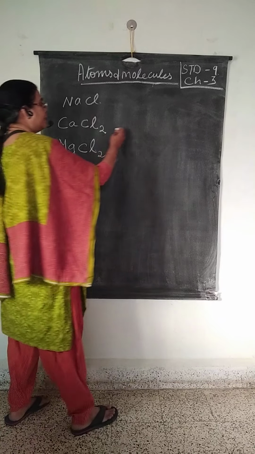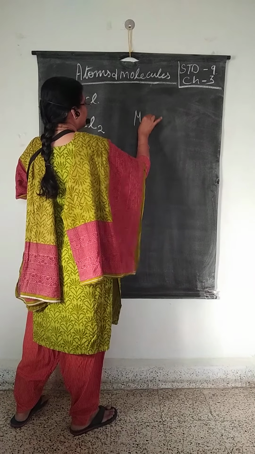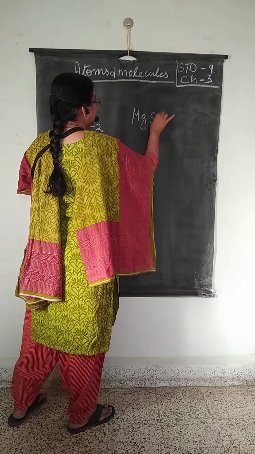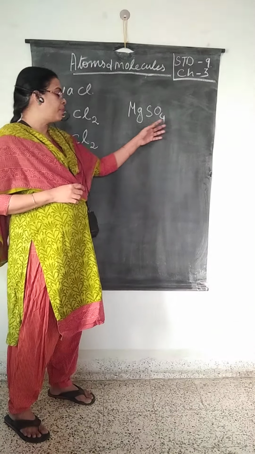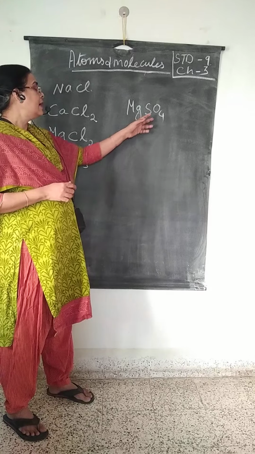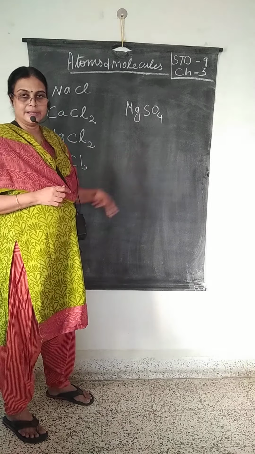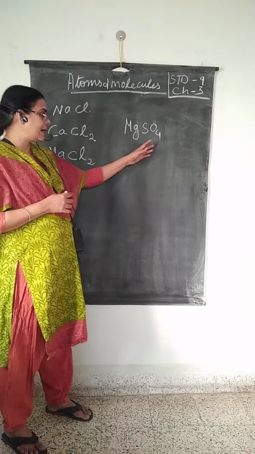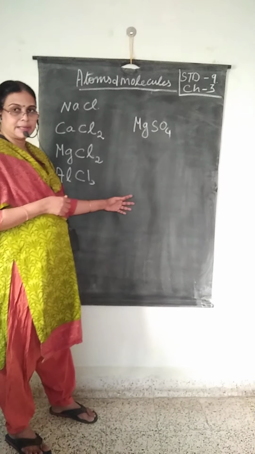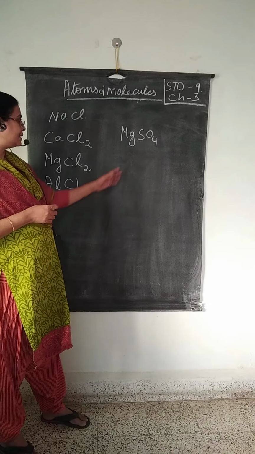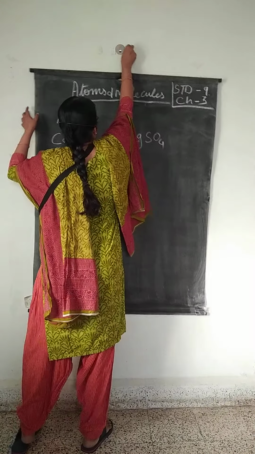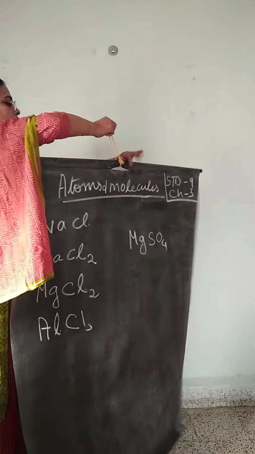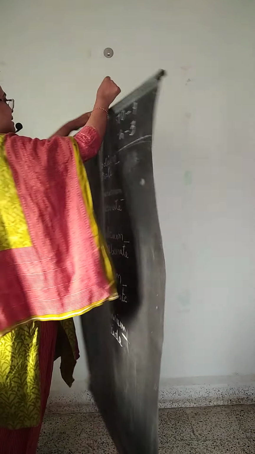Or you can write magnesium sulfate. Magnesium is Mg, sulfate is SO4. Here magnesium and the sulfate, which is a polyatomic ion, both have valency 2, so then also no need to write anything under this. So this is the way to write the chemical formula. Now let us discuss some examples written over here and see how to write them.